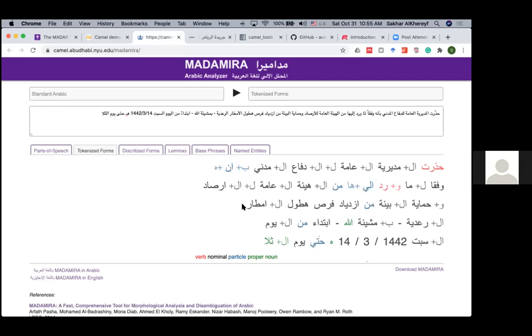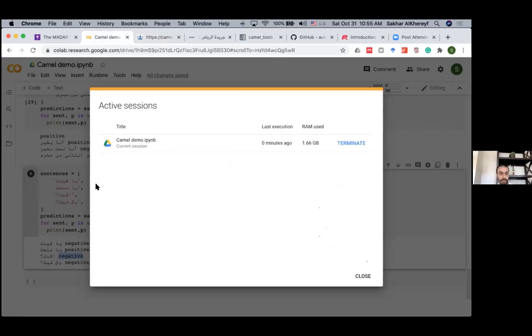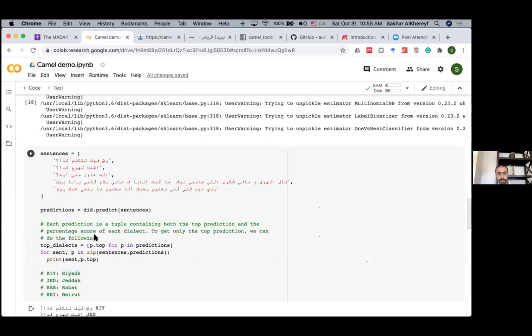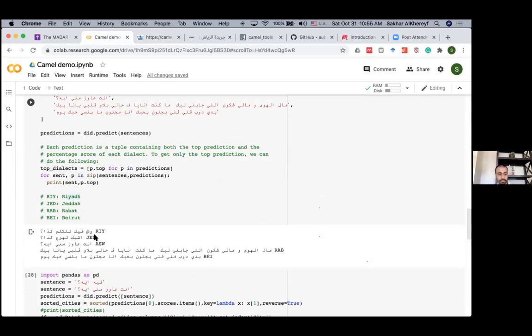Okay. Some audience members want to know how to install CAMeL Tools here in Google Colab. I will share it with you. It's easy to install. I mean, you can go to their GitHub and find the installation steps. But I have these examples on Google Colab, so I'll share with you how to install it on Google Colab.